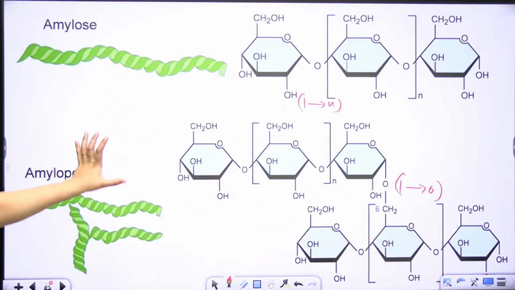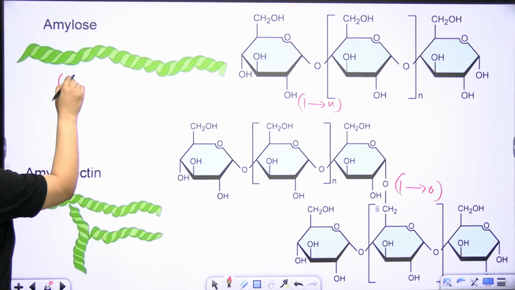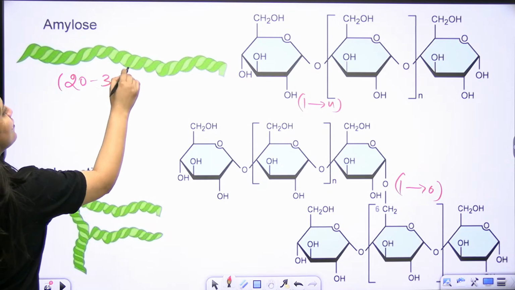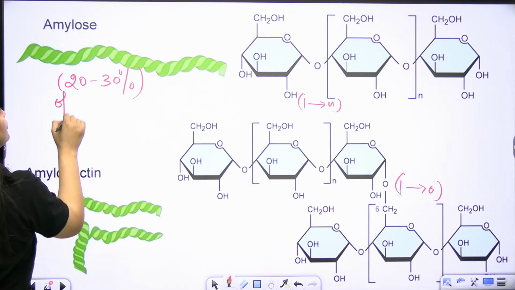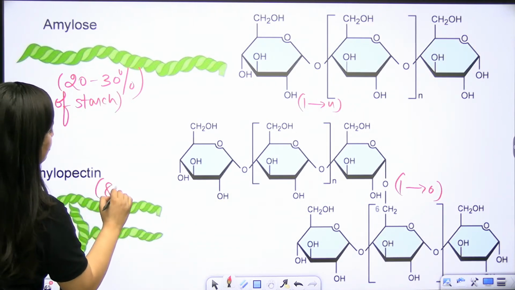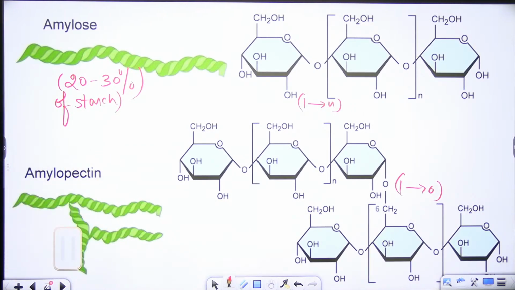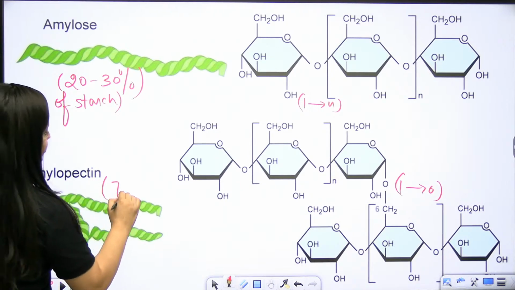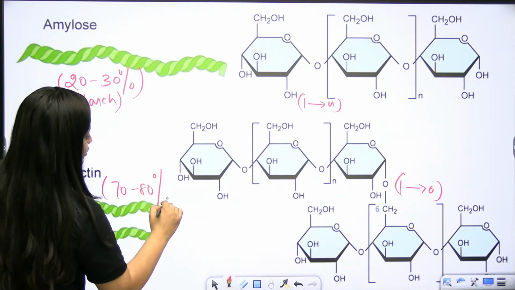Together they are forming the starch. Is that clear? So amylose is basically 20 to 30% of starch, and 70 to 80% is your amylopectin. Clear? 70 to 80% is your amylopectin.